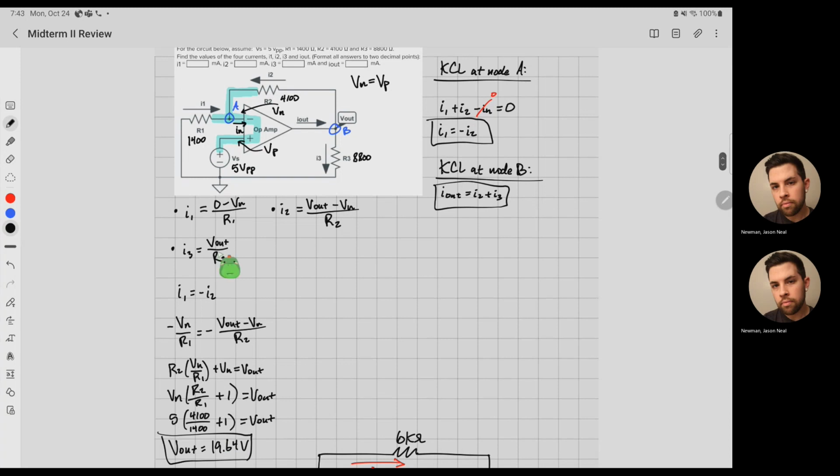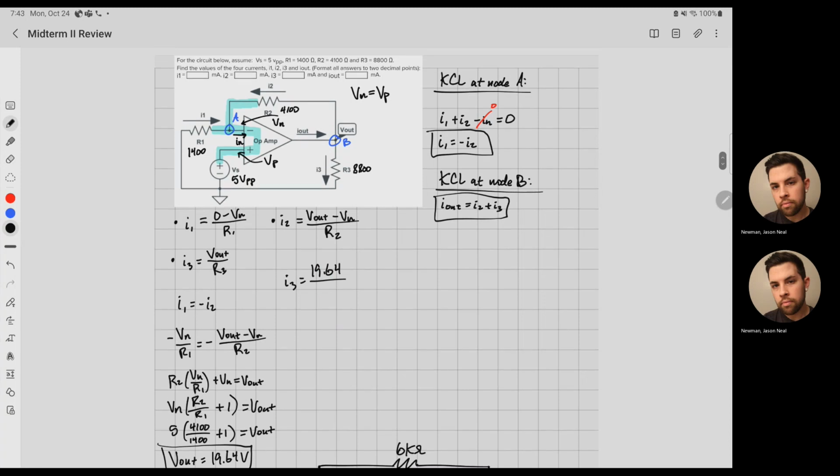So now we have V out, right? So we can just plug it in here. Let's say I3 is equal to V out over R3. So 19.64 over R3, which is 8,800. Let me type that up.